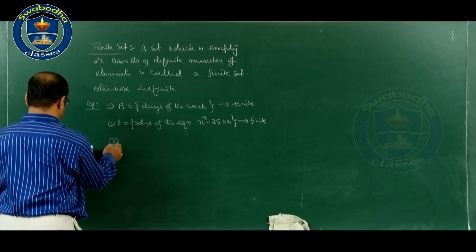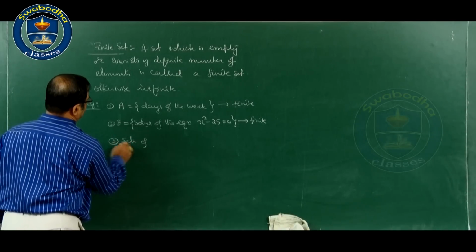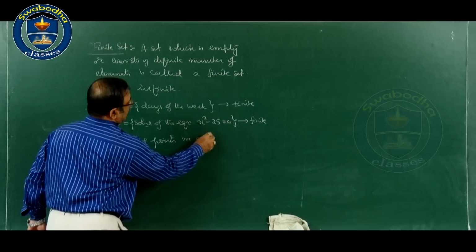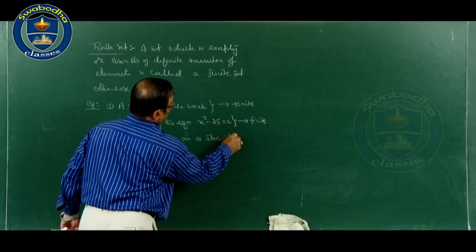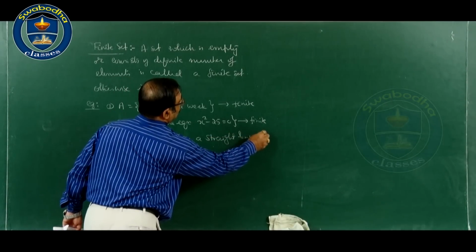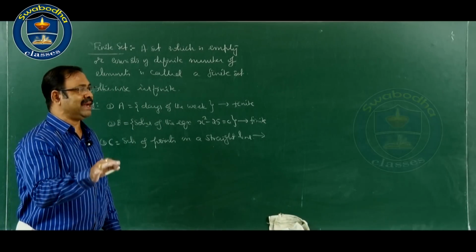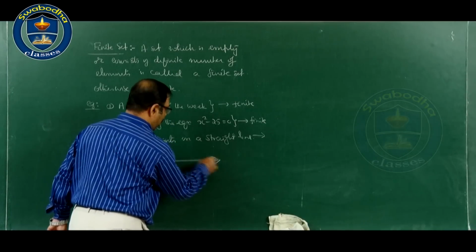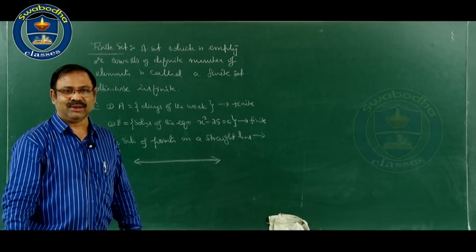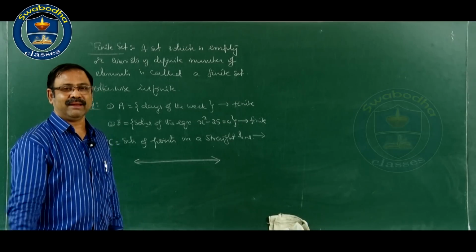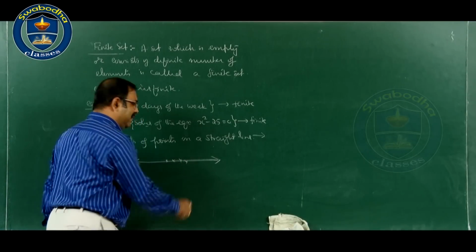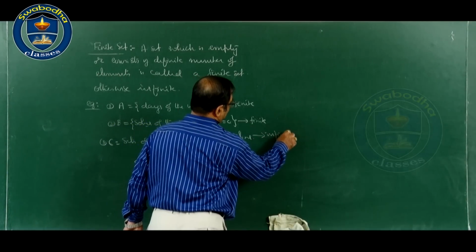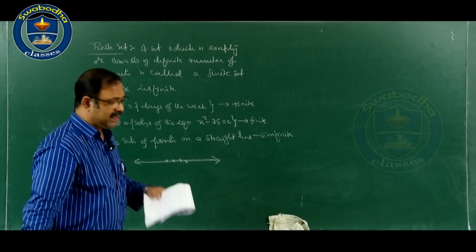I'll write one more example. C, the set of points on a straight line. What is this? On the straight line, we have to list all those points. See, a straight line means it is extended on either side indefinitely, infinitely. Okay, it is extended on either side infinitely. So if you write points on the straight line, there are infinite points on the line. Therefore, it is an example for an infinite set.